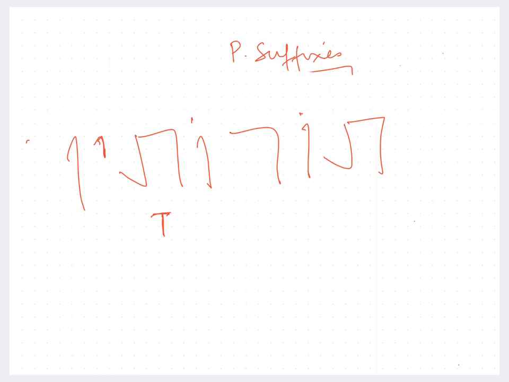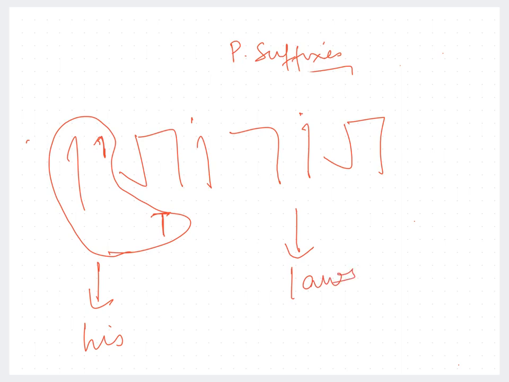Again, what is happening here is this is a unit. Okay, that is functioning as a unit there. So that is his, and this is laws. Okay, this is type 2. Remember, sorry, this is type 2 which has come here.